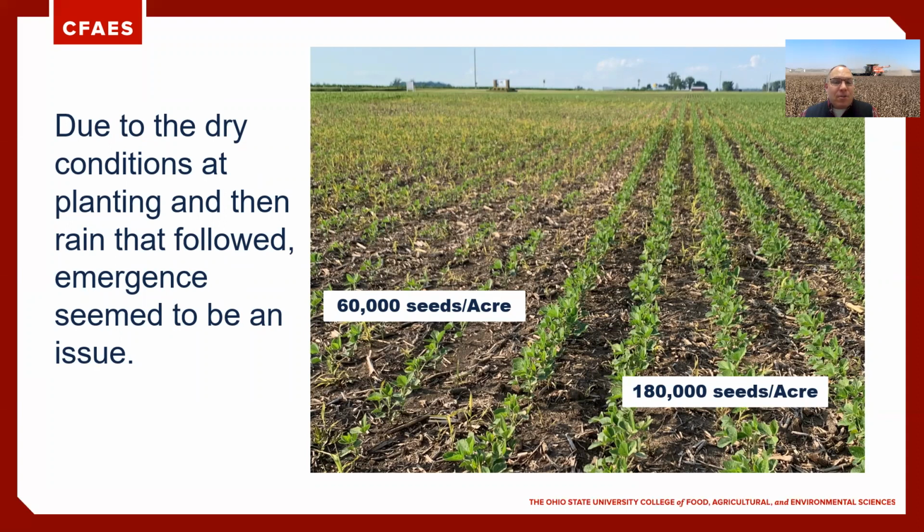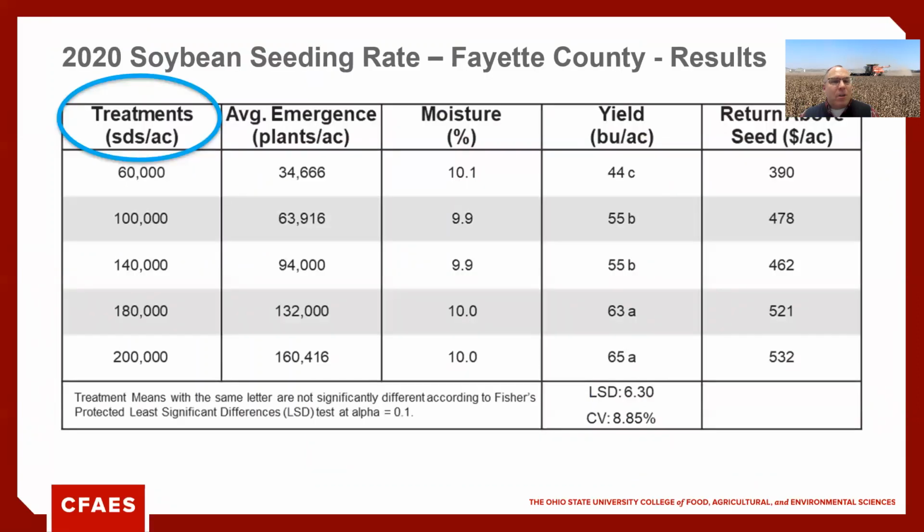And that's kind of a skewed number, as we will see from the chart here. When we look at our treatments, we tried to set up our treatments in 40,000 seed increments. We started as low as 60,000. But if you'll notice, when we did our actual stand counts, we had quite a variation from what we thought we planted and what actually grew.